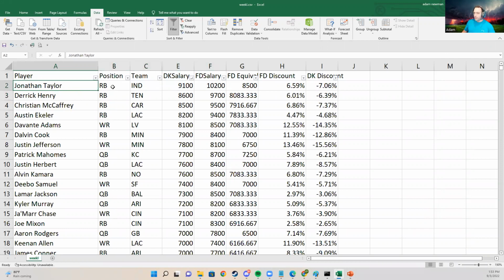Like Jonathan Taylor, it shows his position, his team, his DK salary, his FanDuel salary. You have to remember that on FanDuel you have 10,000 more in salary. So the FanDuel equivalent salary is basically you take this number and multiply it by 5/6, 50,000 over 60,000, which is the salary. So what you'll see is Jonathan Taylor, for instance, if this 10,200 FanDuel, if he was on DraftKings, would be 8,500. So you're actually getting him at a 6.5% discount compared to DraftKings. That's the formula, or how we look at things.